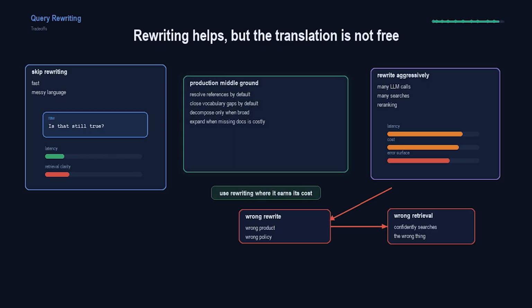So there's a real trade off here. Skip rewriting and you retrieve based on messy, ambiguous conversational language. Rewrite aggressively across multiple strategies and you add latency, cost, and several new places for errors to creep in. Most production systems land somewhere in between, resolving references and closing vocabulary gaps by default, and reaching for decomposition or multi query expansion only when a question is unusually broad or the stakes of missing a document are high.